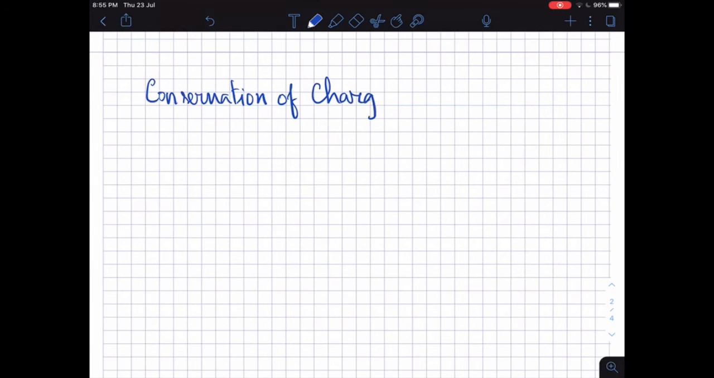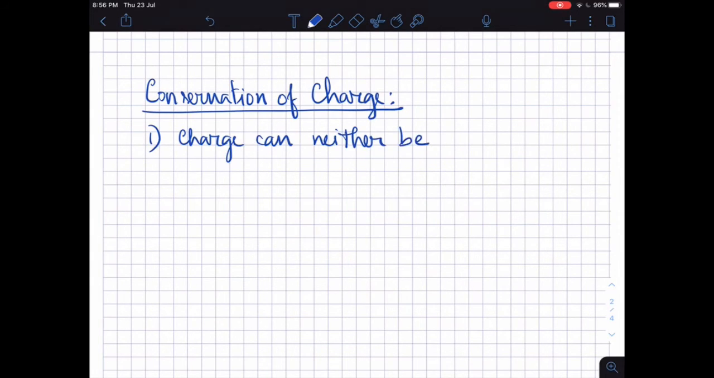Conservation of charge. What it says is that, first of all, charge can neither be created nor be destroyed.